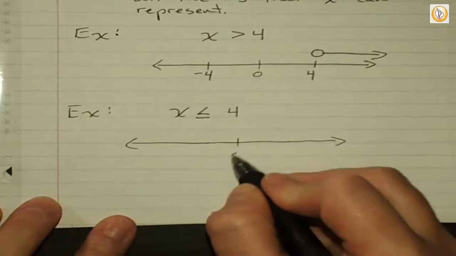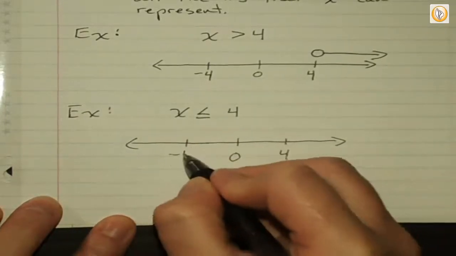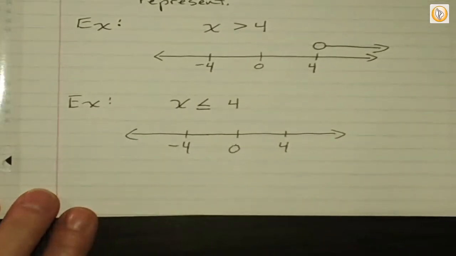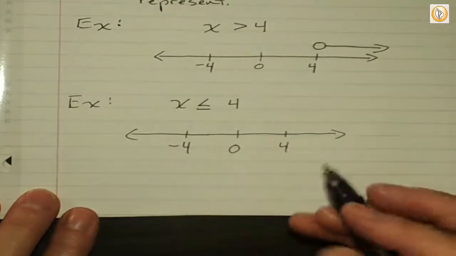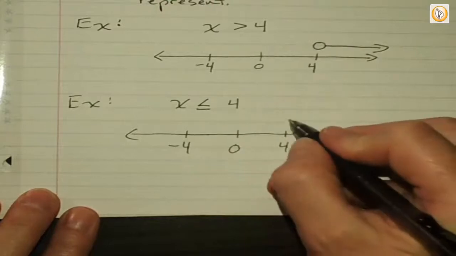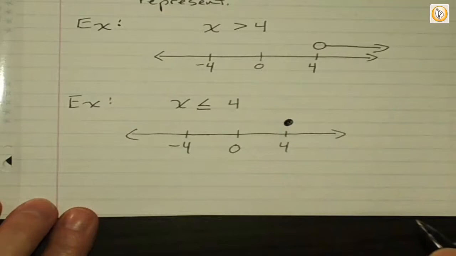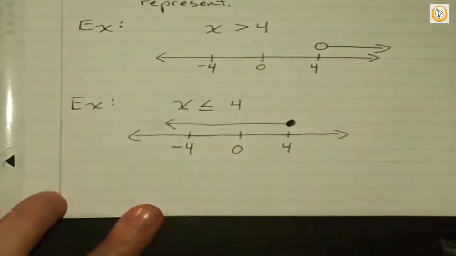So I have my 0. We're dealing with 4, so I have a 4, and I have a negative 4 to indicate the positives and the negatives. Joseph, closed or open circle? Do I have it over the positive 4 or the negative 4? And which direction is it going, Madeline? There you go. Because it says less than.